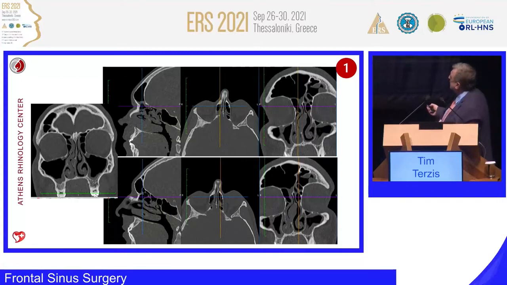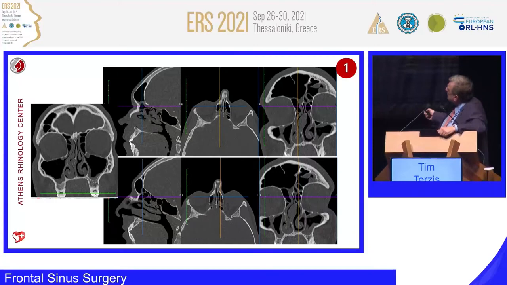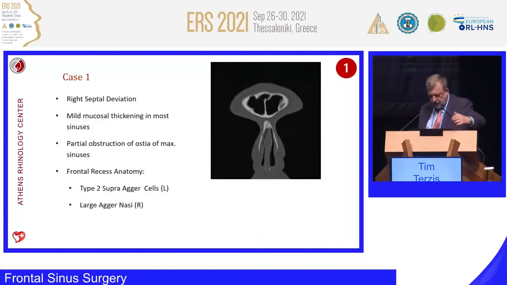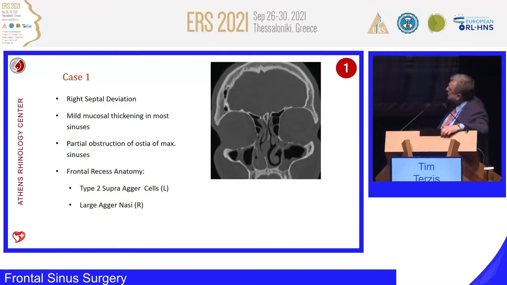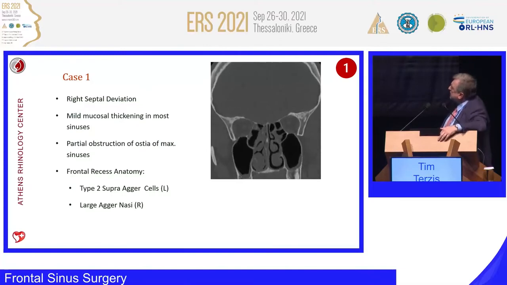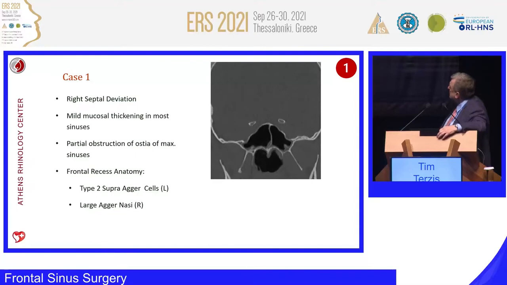And we have some anatomy in the frontal recess, both sides. This is the right side, and we have this agger nasi cell, which you see. This is a three-plane reconstruction, obviously. So we see a large agger nasi on the right side, obstructing the frontal sinus drainage pathway, and you can see this thickening just over it. And on the other side, we have, again, the agger nasi and a type 2 supra-agger cell, anterior cells, just over it. And this is the cross-section on the left side, and you see the more complex anatomy on this side. So that's the summary: septal deviation, mild mucosal thickening in most sinuses, partial obstruction of maxillary sinuses, and the frontal anatomy, as I said just before.